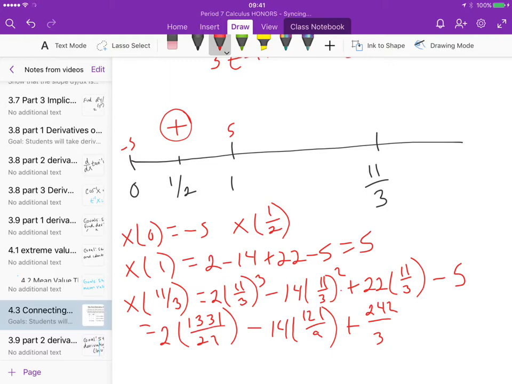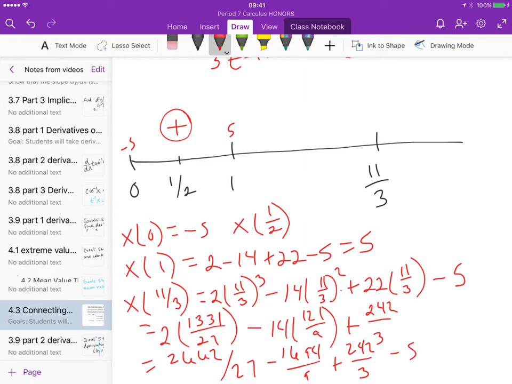Does 1331 divide by 27? That is not even either. So 2 times 1331 is 662 over 27. And then 121, unfortunately, also is not divisible by 9. So 14 times 121 gives me 1694 over 9 plus 242 over 3 minus 5.